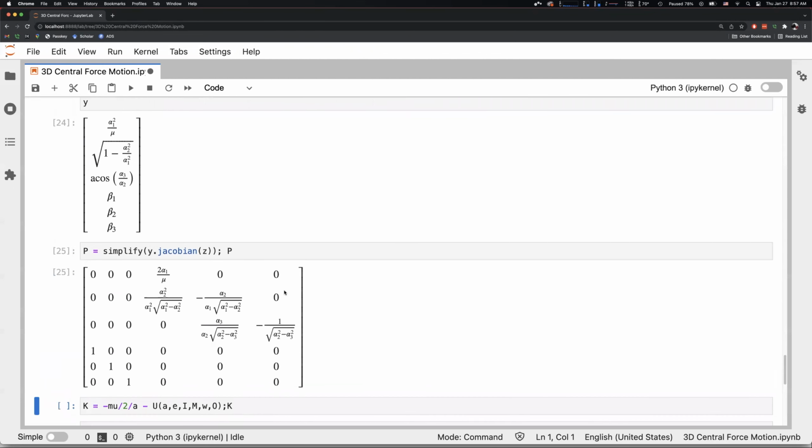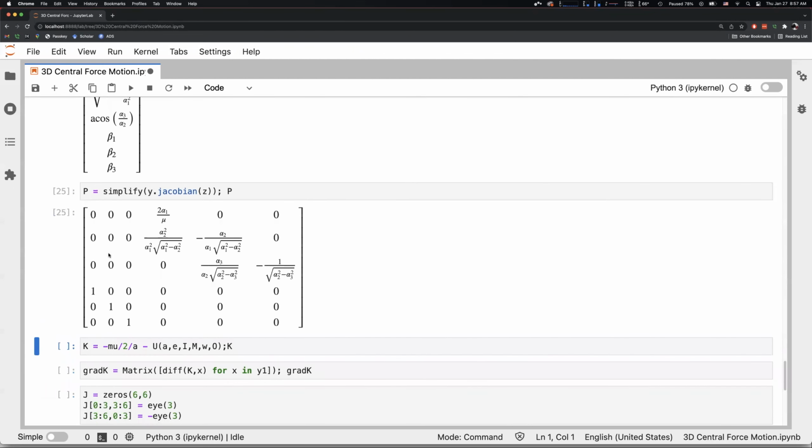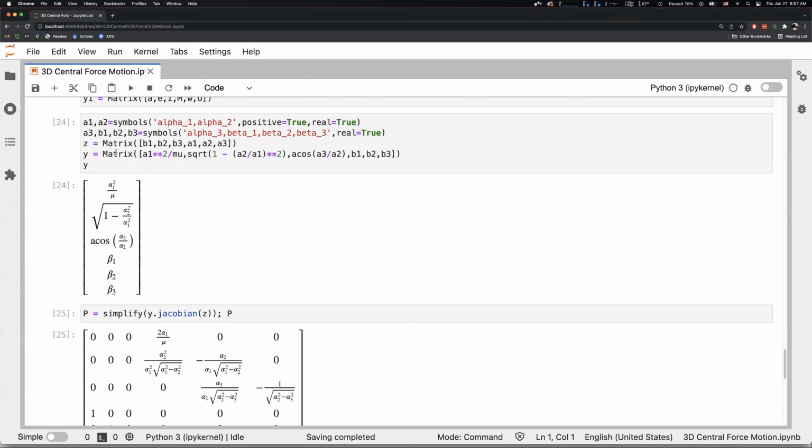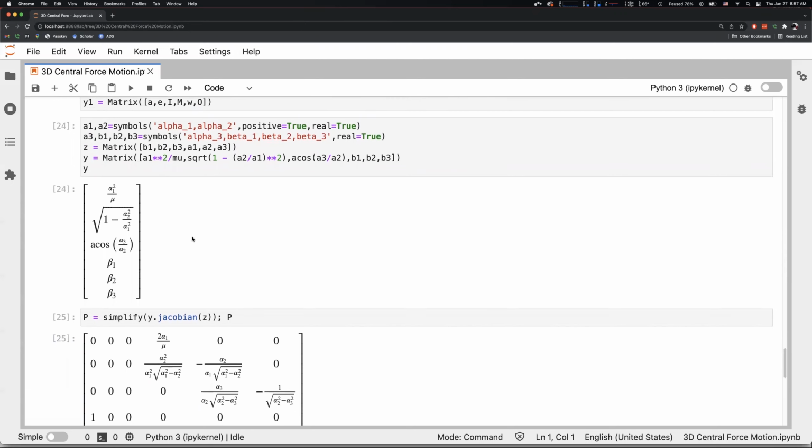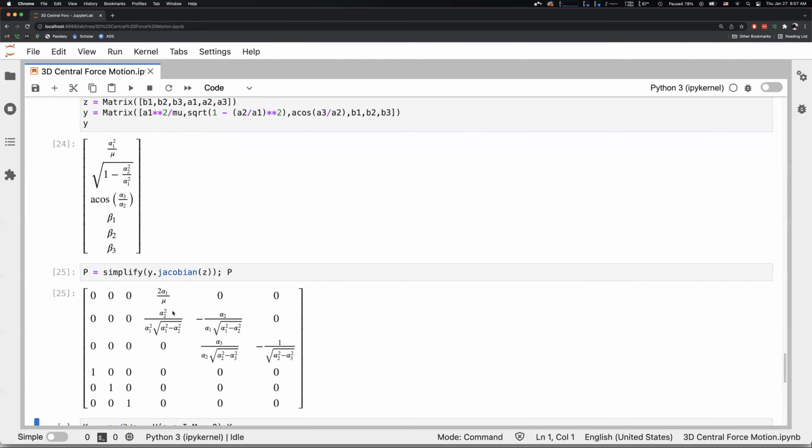And it has this form. Unsurprisingly, it is very, very block diagonal because the betas are elements of our transformed set. All of the betas are in here, the mean anomaly, the argument of periapsis, and the longitude of the ascending node, but the alphas are all functional transformations. And so in this alpha block, we have non-trivial expressions. Here we just have identity and it's 0 everywhere.